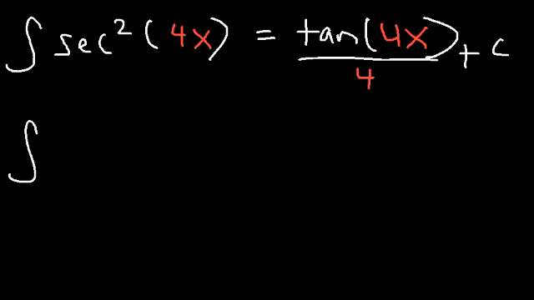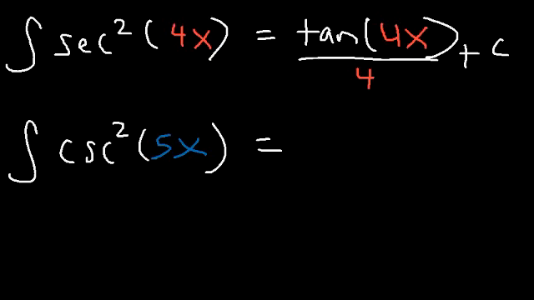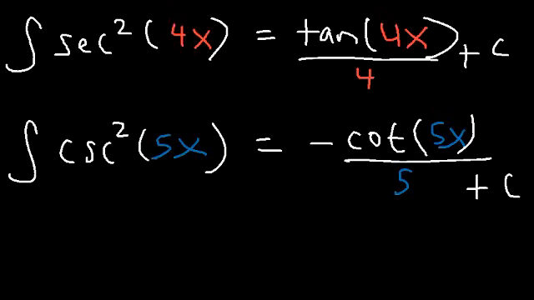Now what is the antiderivative of cosecant squared 5x? The derivative of cotangent is negative cosecant squared. So the antiderivative of positive cosecant squared is negative cotangent. But it's going to be cotangent 5x, and the derivative of 5x is 5, plus c.